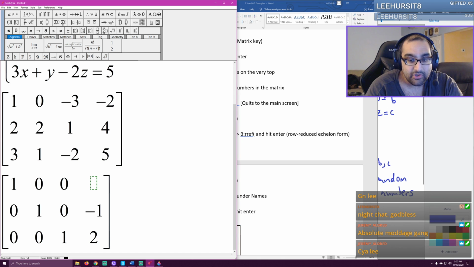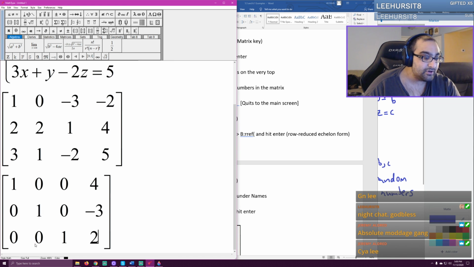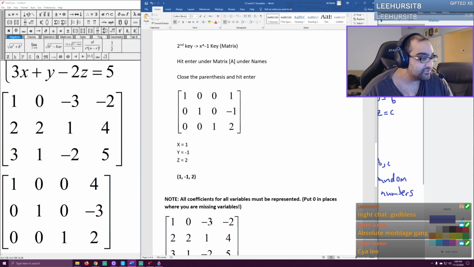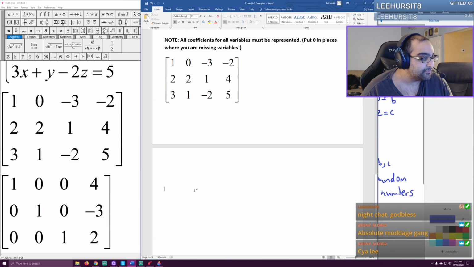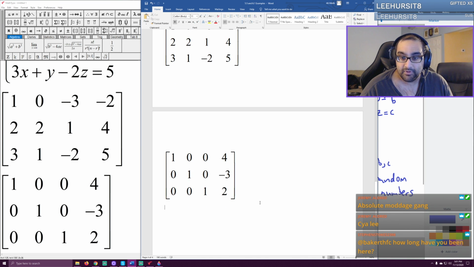Okay, so let's take a look at what the answer is going to be, because I still have an answer to give for this matrix. Hopefully you got the same answer that I did. You should have gotten 4, -3, and 2. This is what should appear on your calculator. You should have gotten this answer for this matrix.